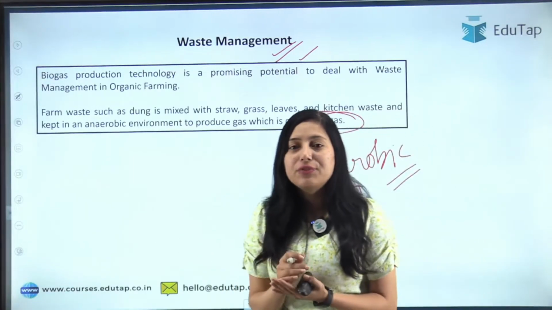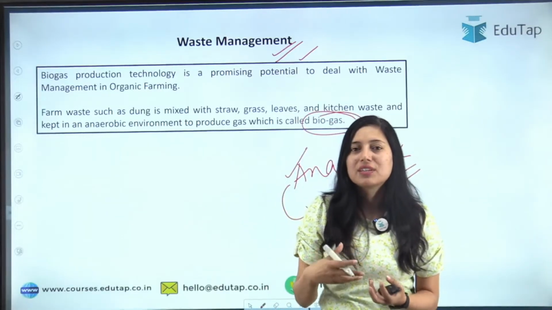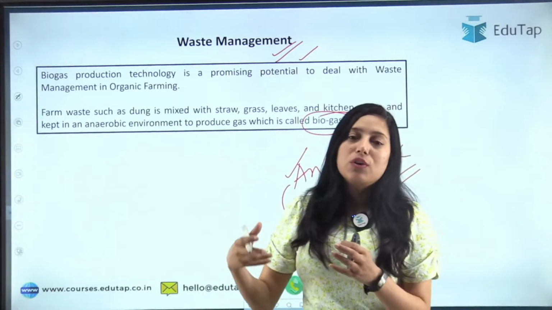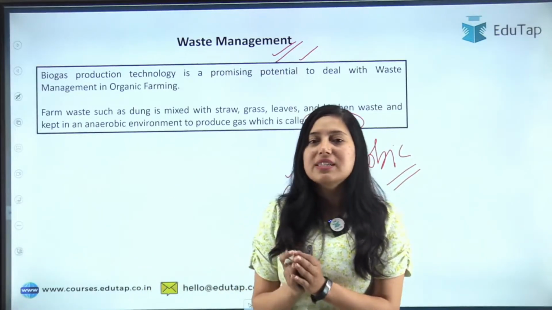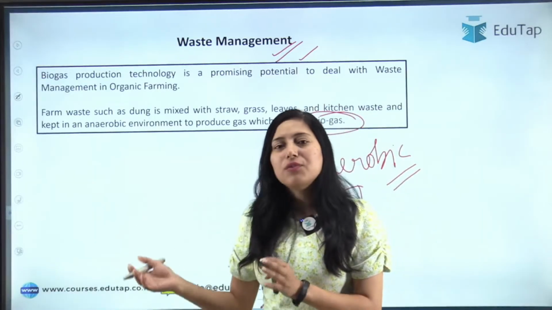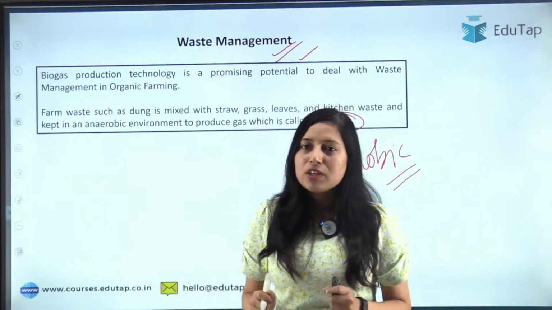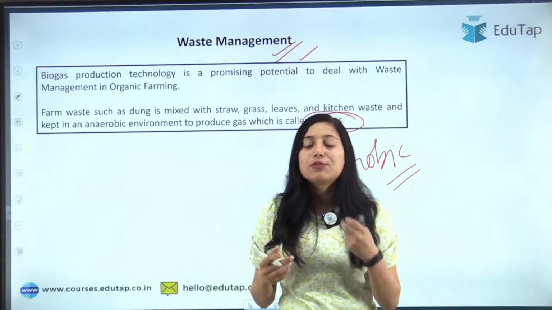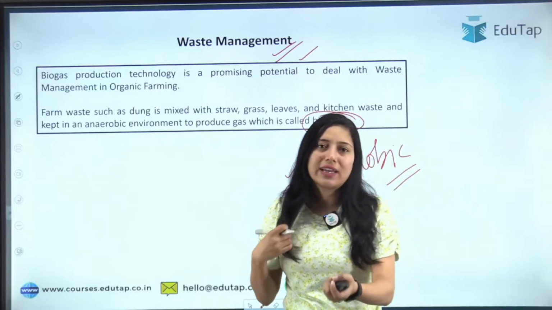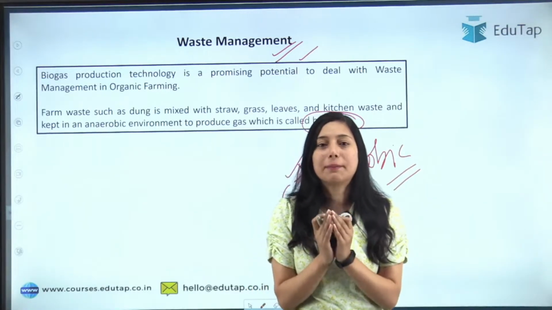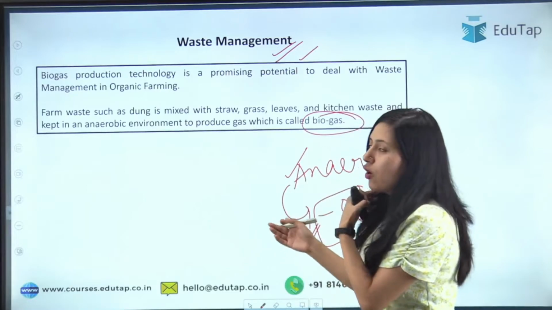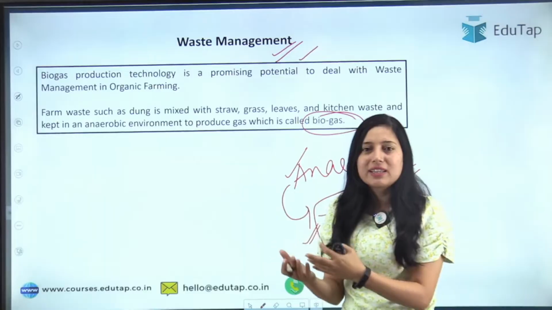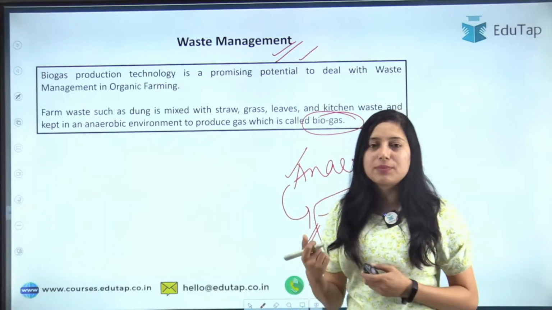Whatever is left after the production of biogas is known as sludge, and that sludge can again be used for soil reclamation, in the field for improving the soil condition. Clear? So here you can see that nothing is being wasted, everything is being utilized. The objective of organic farming is to utilize the resources completely. All the waste is being utilized: we are taking the gas, and we are getting the sludge for soil reclamation also.